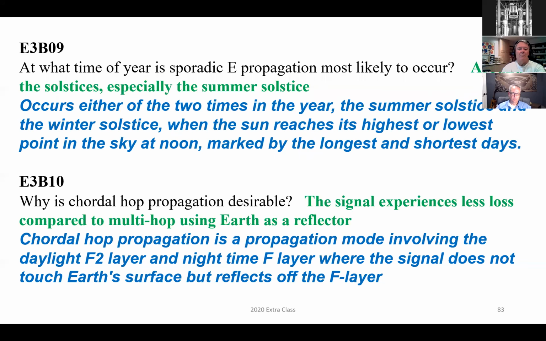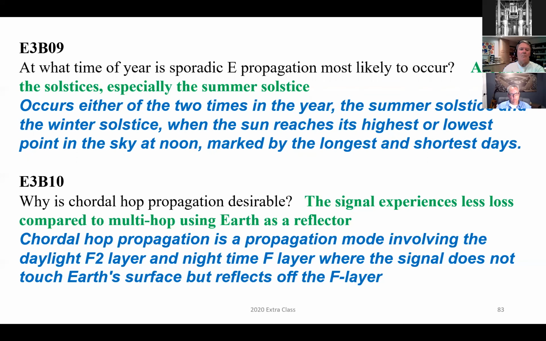E3B09. At what time of the year is sporadic E propagation most likely to occur? And that's going to be around the solstices, especially during the summer solstice. Solstices happen 2 times a year, the summer solstice and the winter solstice, and that's when the sun reaches its highest and lowest point in the sky at noon. And those are also going to be the days that are longest and shortest.